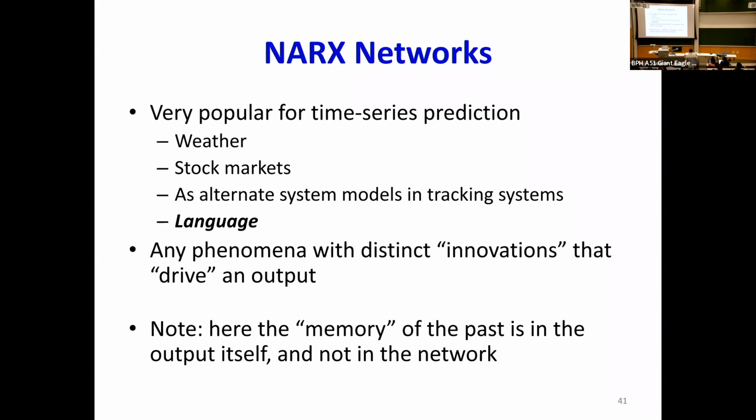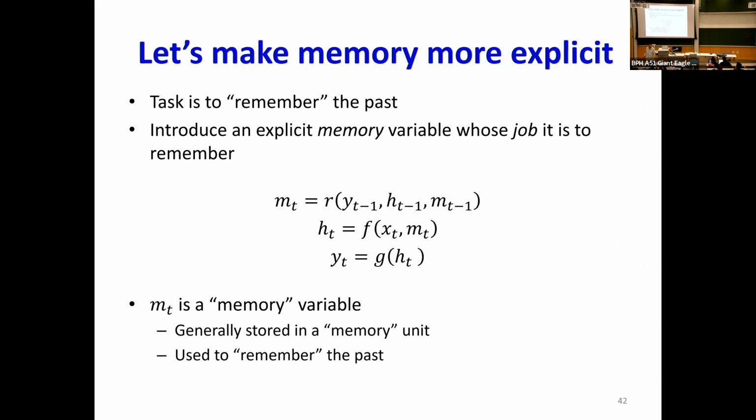So anyway, the point here is that the memory of the past is not in the network. The memory of the past is external. It's in the output generated by the network, which carries all the influences of the past. Let's try to push that memory into the network itself. If I want to push the memory into the network, I need to introduce an explicit memory variable whose job it is to remember the past. That's all this variable does. So you'd have some variable m, which is a function at any time. The memory can be a function of many things: the previous memory, the previous output, the hidden states in the network, the current input. The equation is incomplete, but you get the idea.